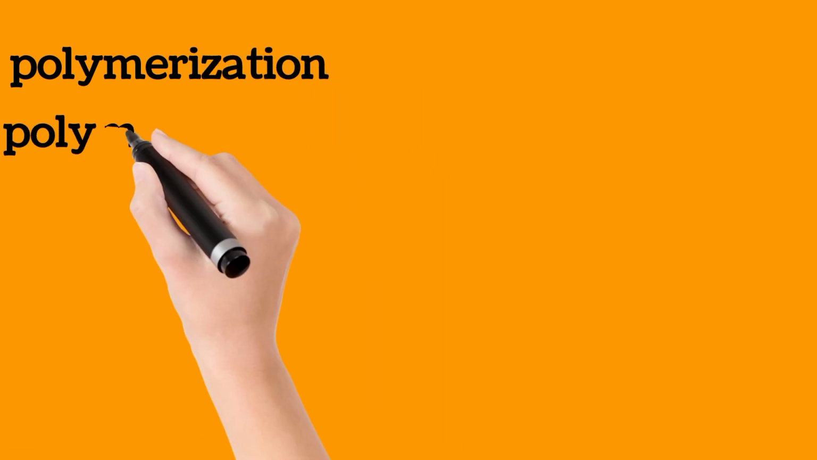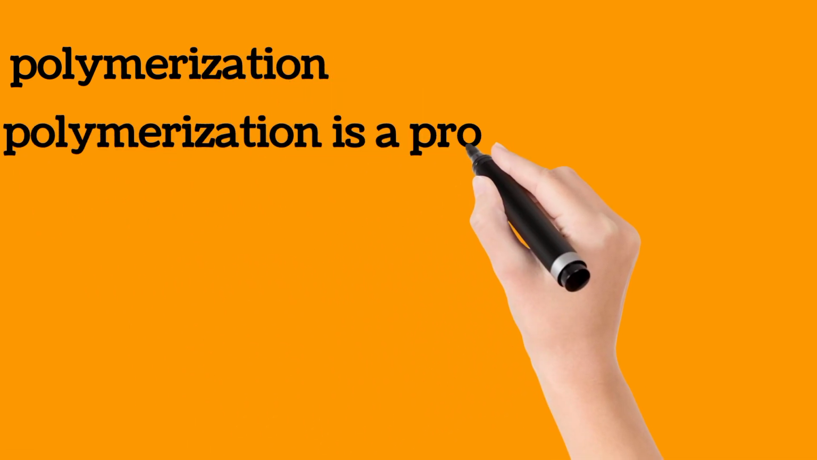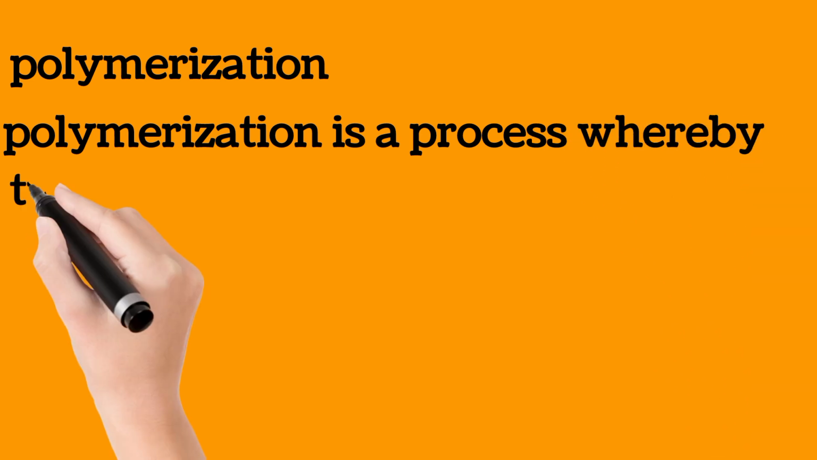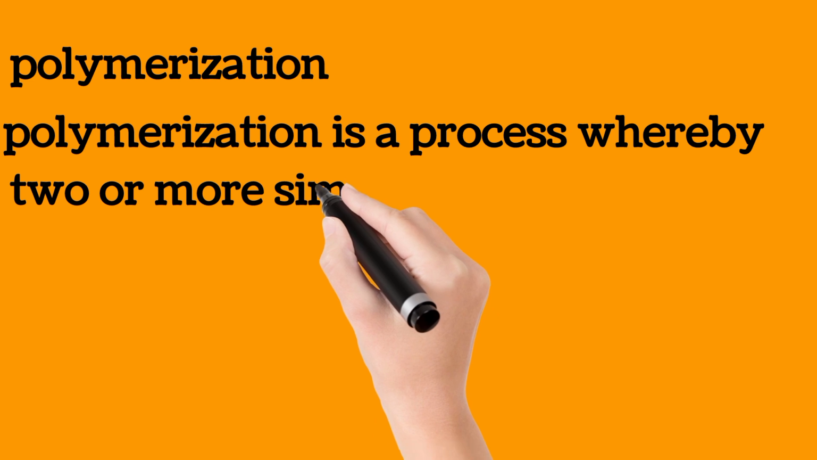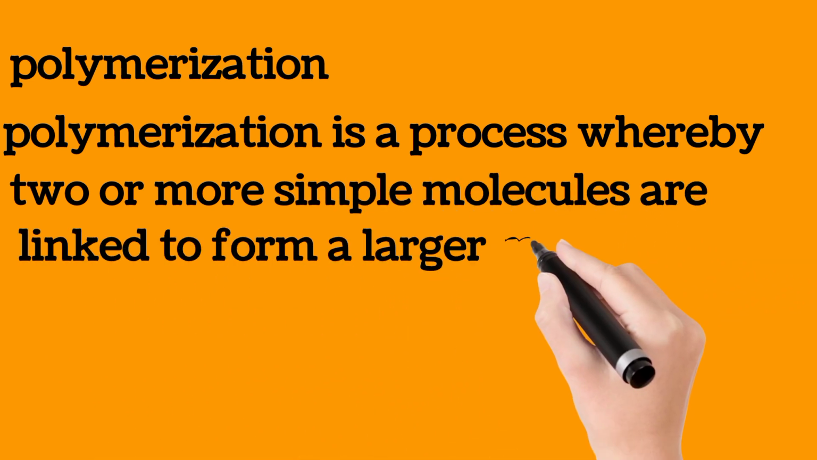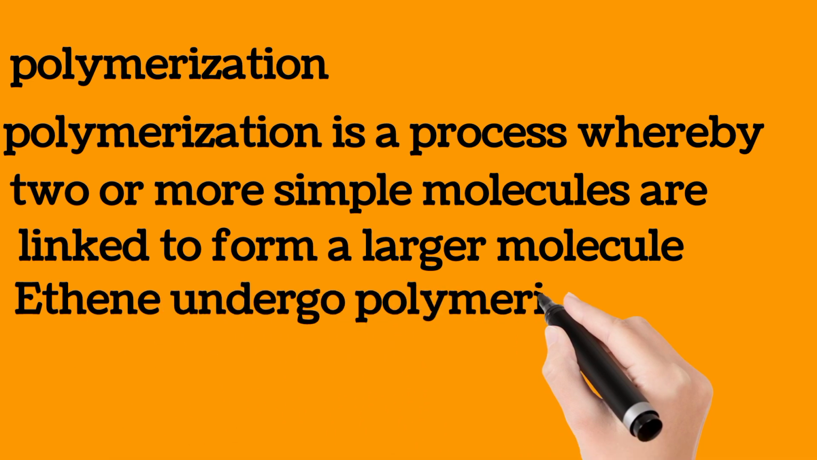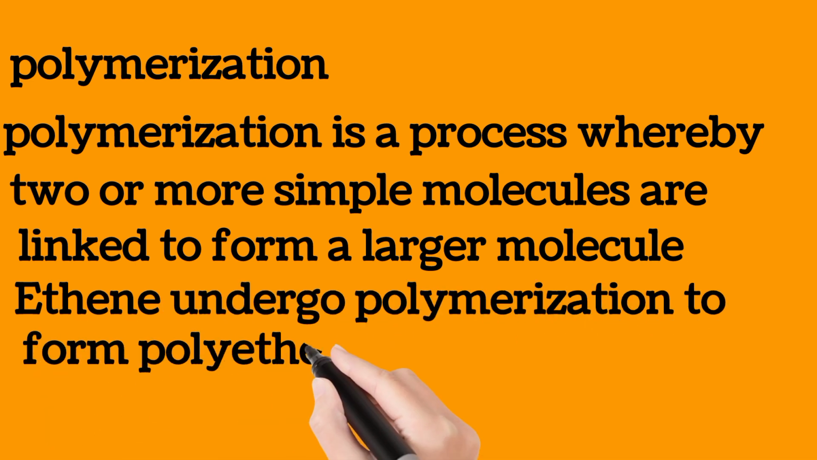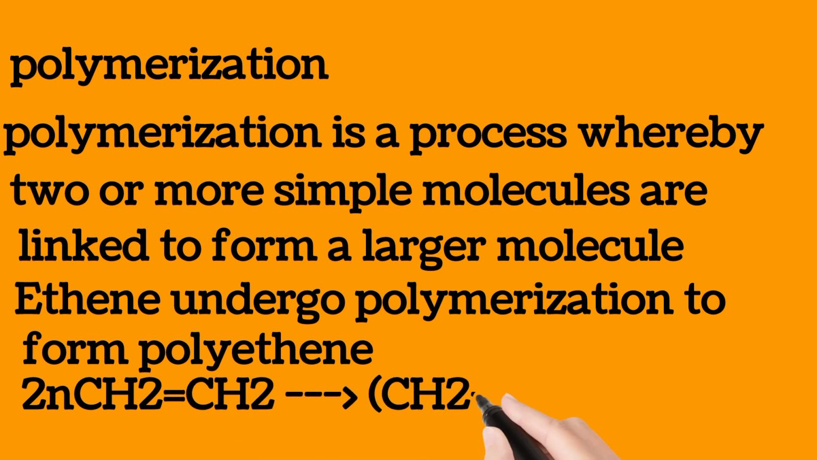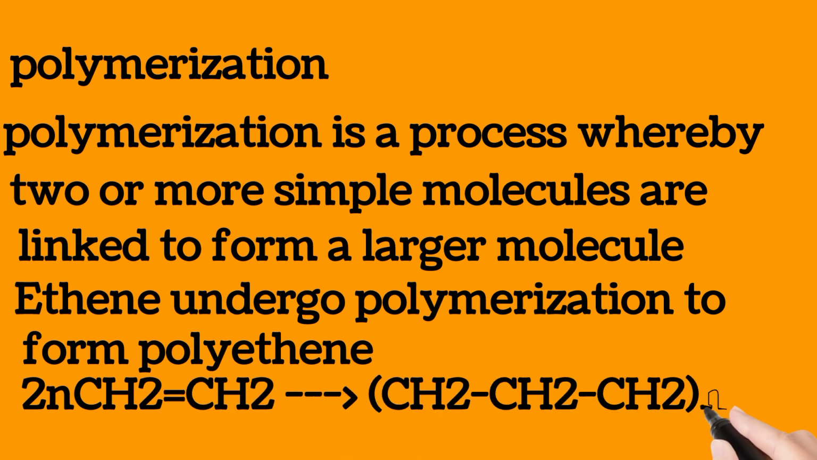Polymerization. Polymerization is a process whereby two or more simple molecules are linked to form a much larger molecule. For instance, ethene and its derivatives undergo polymerization to form polyethene, as shown in the equation.